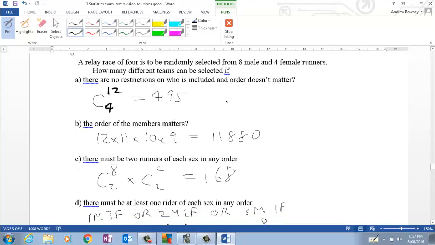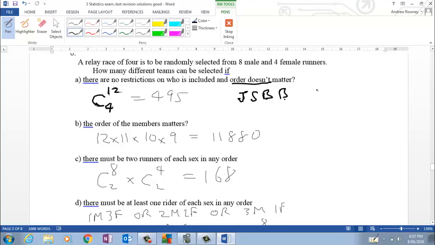And when it says order doesn't matter, that means if you had, say, John, Sam, Bill and Brittany, it doesn't matter about the order. If Brittany was selected first, it's still considered the same pattern. So it says here order doesn't matter. That's what combinations are about.